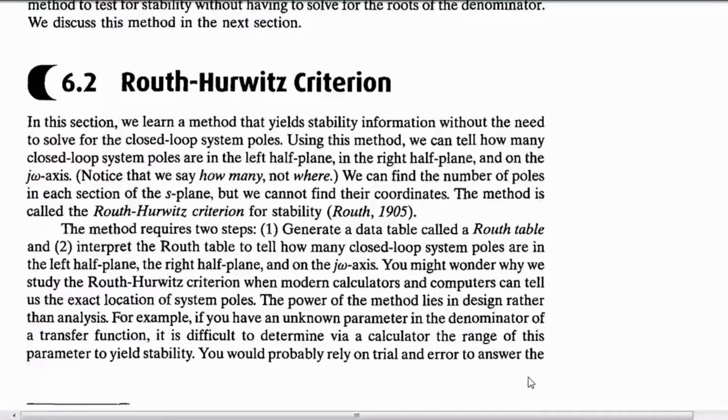Okay, so we can find the number of poles in each section of the S plane, but we cannot find their coordinates. This method is called the Routh-Hurwitz criterion for stability, and it was developed by Routh in 1905. This method needs two steps. Number one, generate a data table called a Routh table, and number two, interpret the Routh table to tell how many closed loop system poles are in the left half plane, in the right half plane, or on the j omega axis.